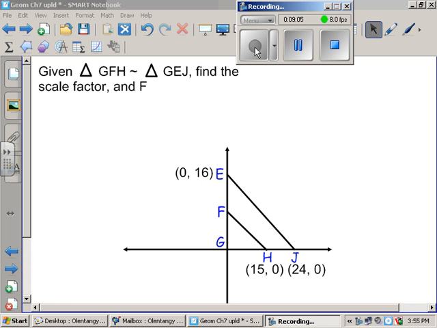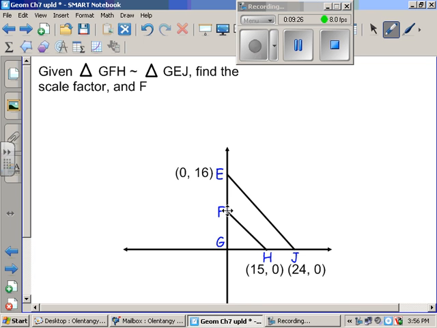Okay, so the last thing we need to do is look at a dilation to make it bigger or smaller on a coordinate plane. So if we're given that GFH is similar to GEJ, and we want to find the scale factor, and we want to find what this point is, okay? Well, the scale factor would be whatever, if they're similar, we only have to really do one side, so I would do GJ over GH, okay?